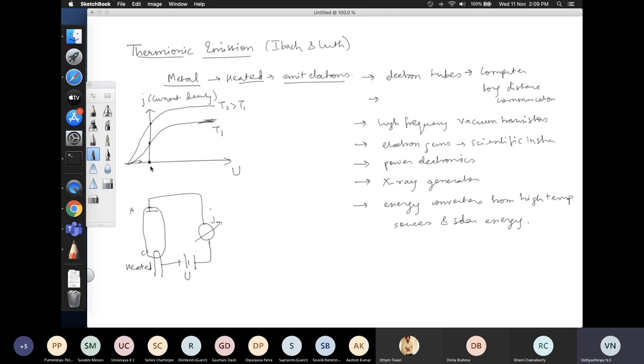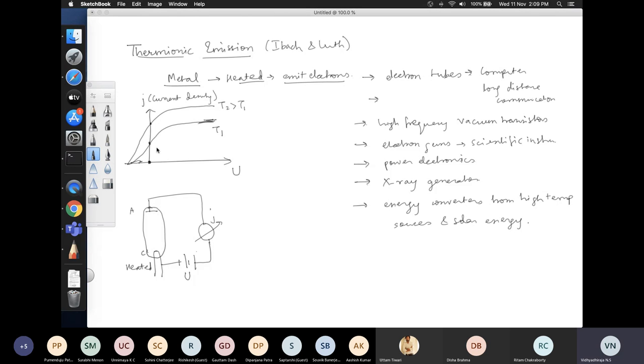The question is, suppose I apply an opposite bias, right? Which means the anode is negative with respect to the cathode. Then even then we are getting a current, okay? The current is not zero, right? The current is actually finite, which means that the electrons have sufficient energy to cross that barrier and hit the anode, even though there is a negative potential. And of course, when the potential is positive, then it attracts the electrons and the current increases.